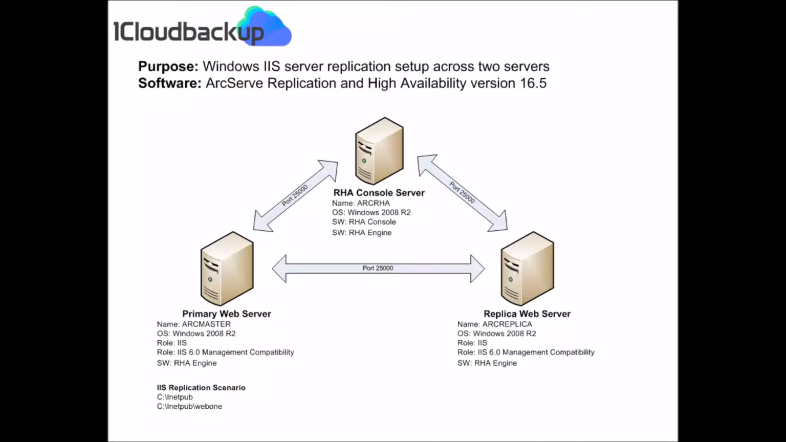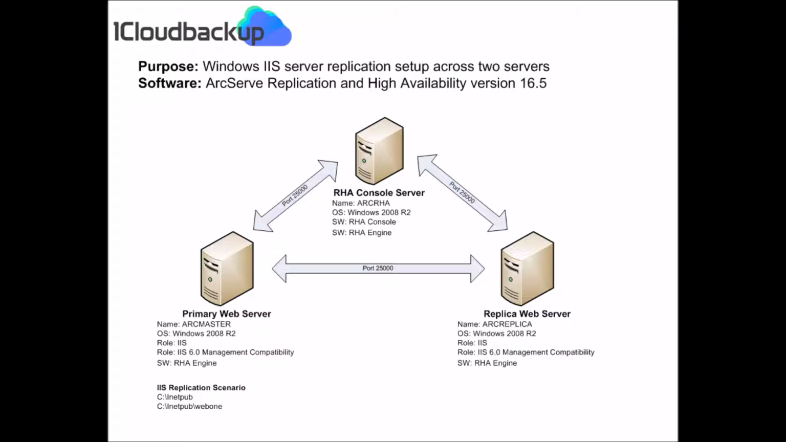Hi everyone, in this video we're going to be looking at how to set up disaster recovery between two Windows web servers. Setup here is pretty simple. We've got two Windows servers running IIS, they're 2008 R2, and we've got one server that's going to be used as the console server, which is going to have the Arcserve control service running on it to give you the UI and the capability to control everybody.